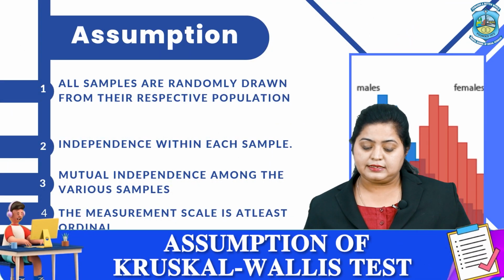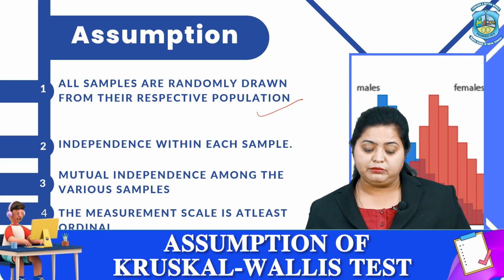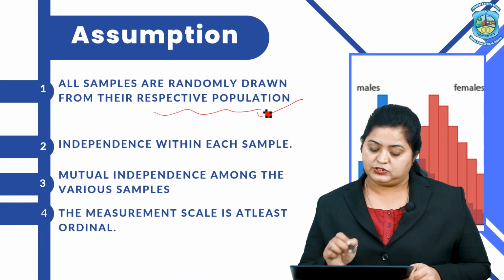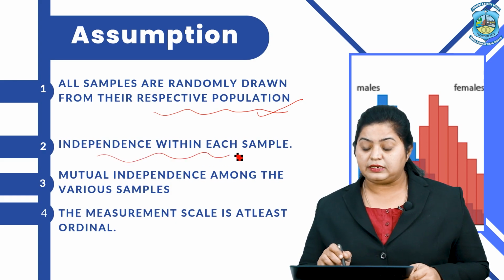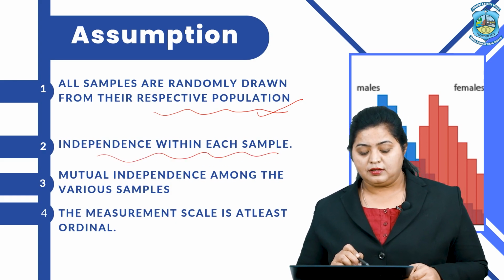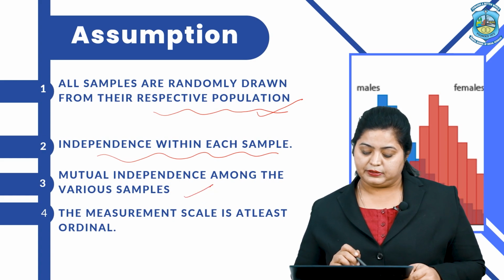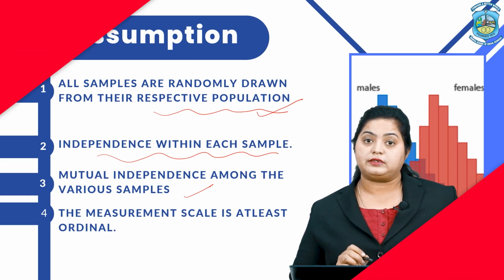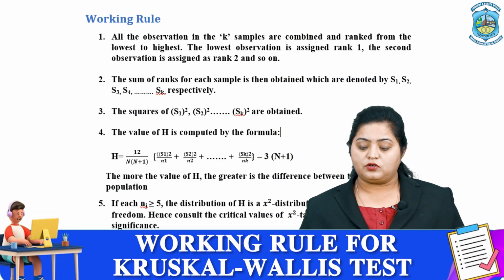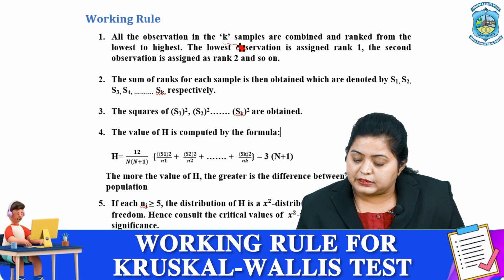The next is assumptions. Now, assumptions for the Kruskal Wallis test. First is all samples are randomly drawn from respective populations. The second assumption is independence within each sample. The third assumption is mutual independence among the various samples, and the last one, your data at least follows the ordinal scale.